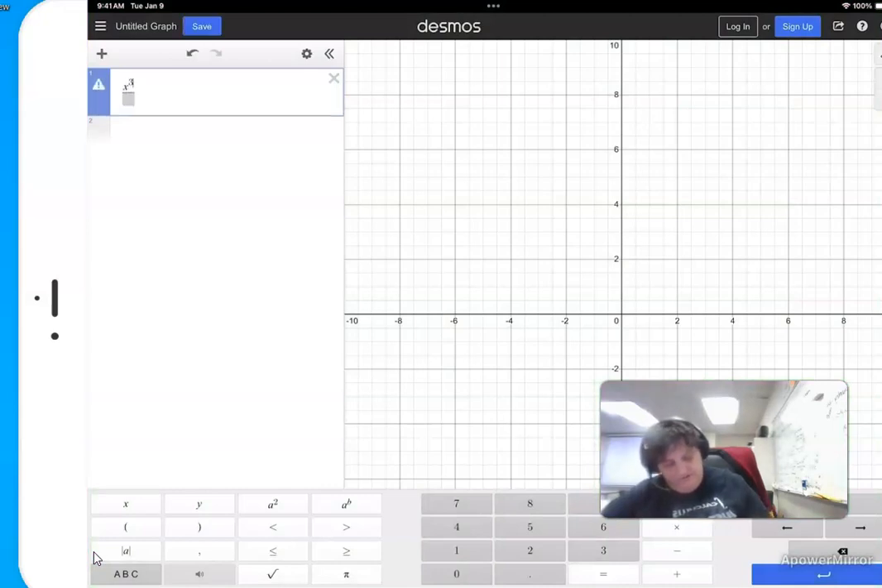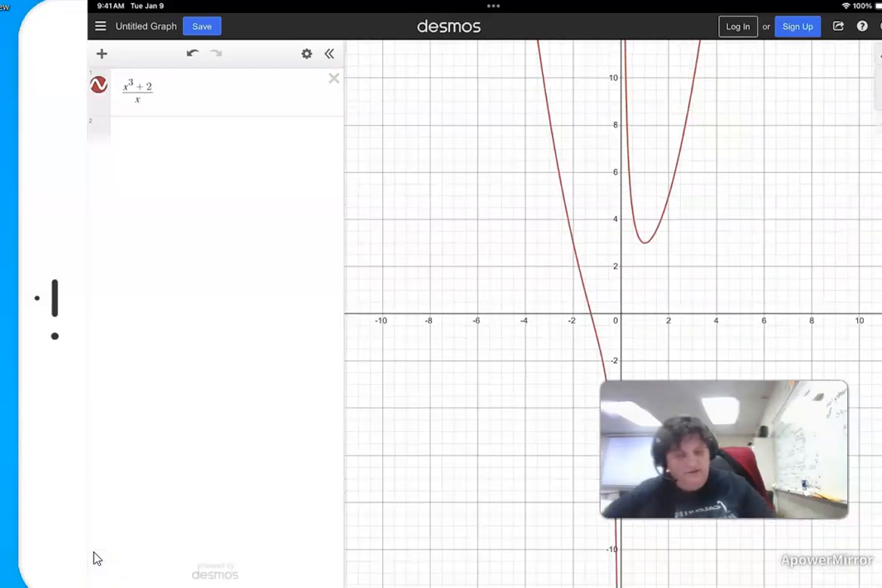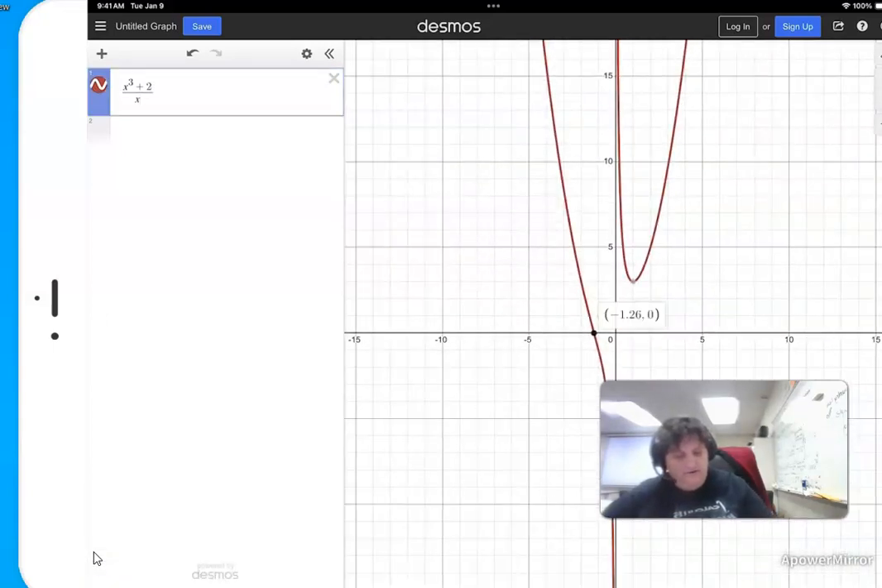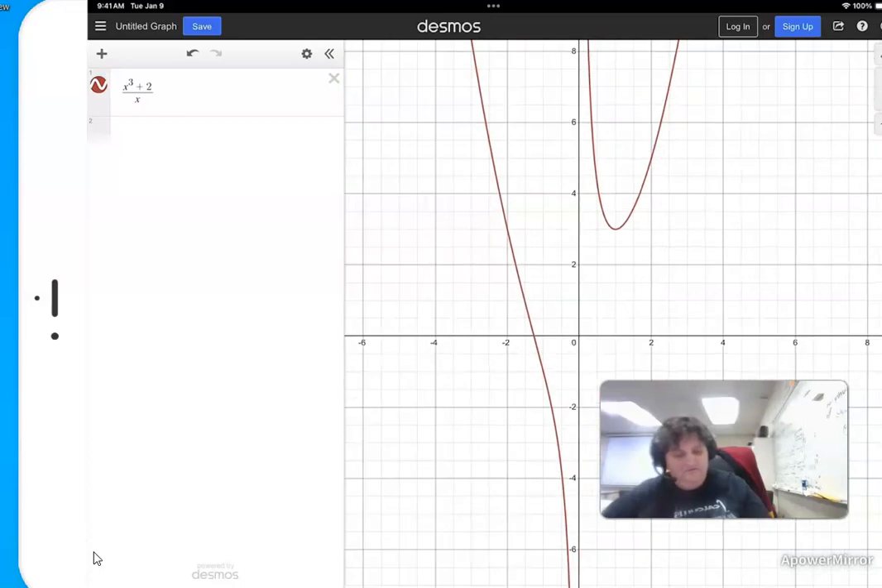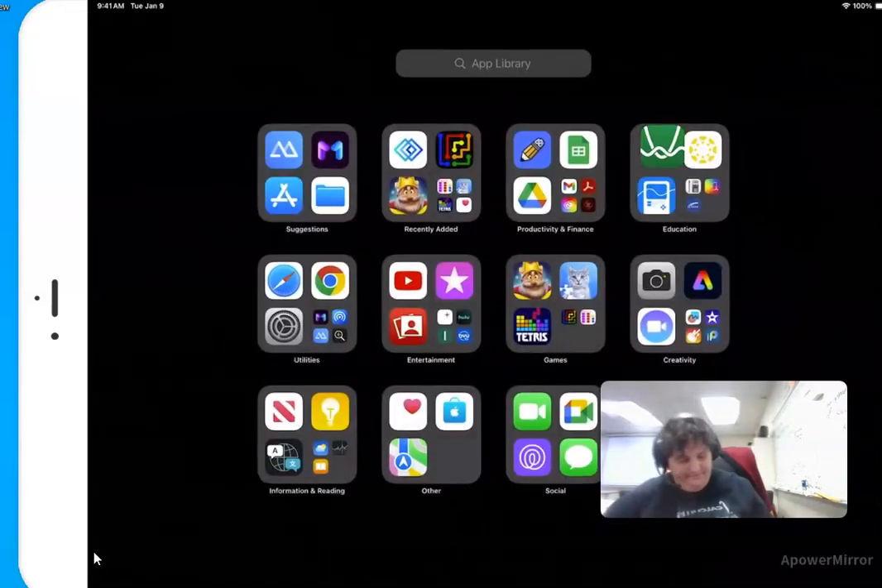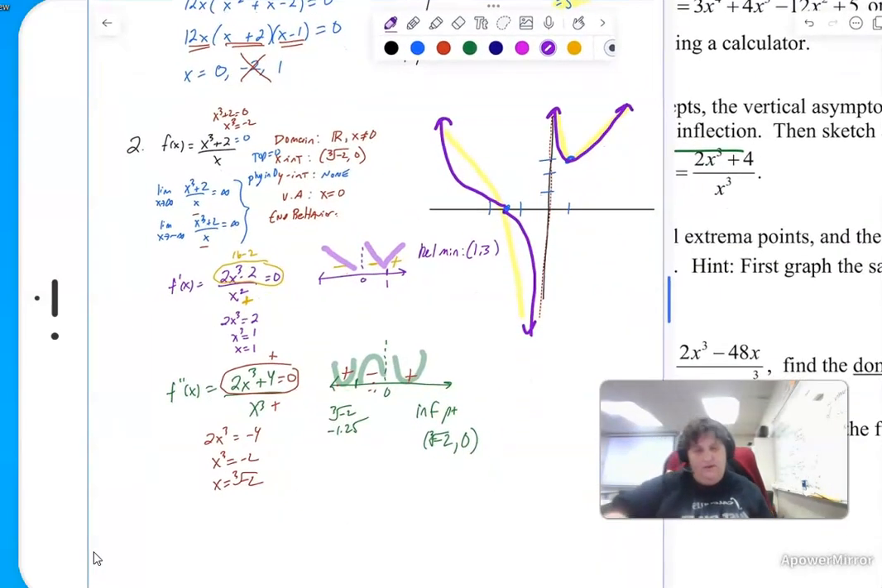x to the third plus 2 over x. What the heck? Look at that. Concave up, concave down, then a little guy over there. Pretty amazing. All right, that was good. Okay.